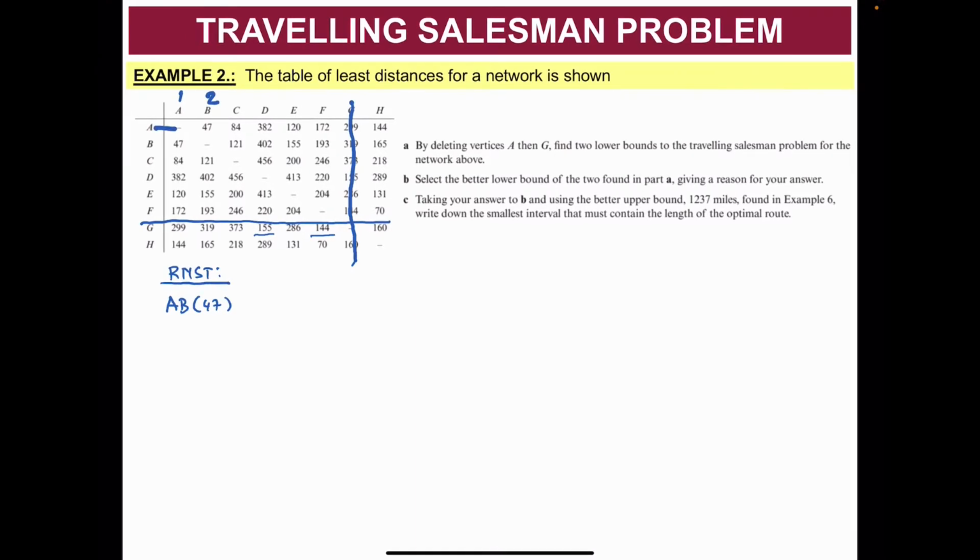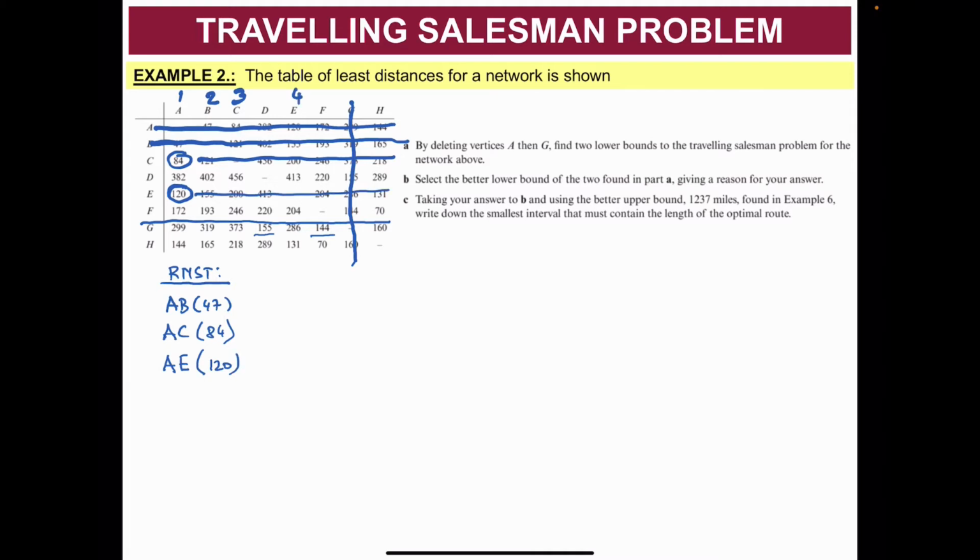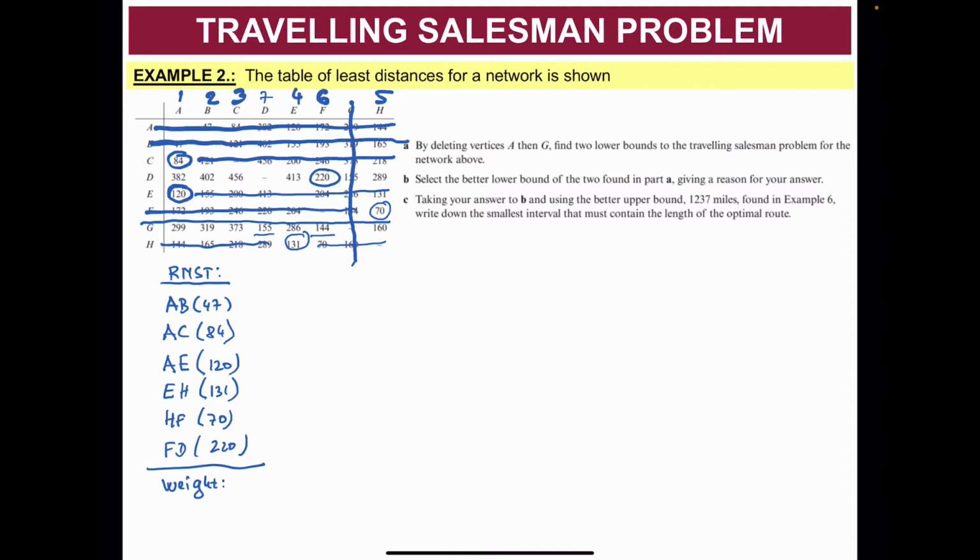Then B. Now the smallest one would be 84, so C is the third one. Now the smallest one would be AE, 120. This is 4. Then the smallest one would be 131. So that is EH, 131. That is number 5. Then I have F is the smallest one, HF, 70. F is number 6. And then the last one is FD, that's 220, that's 7. So then I have the weight. The weight of the residual minimum spanning tree would be 672.